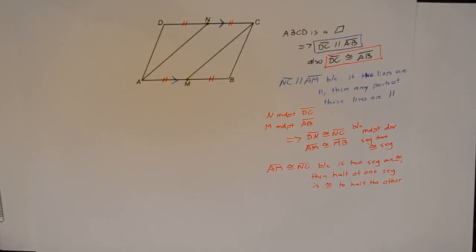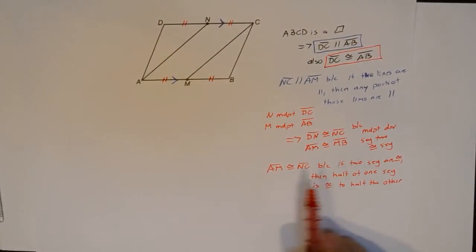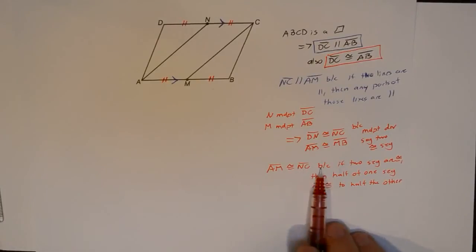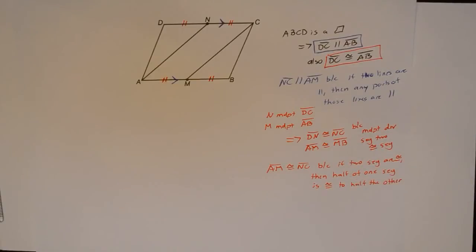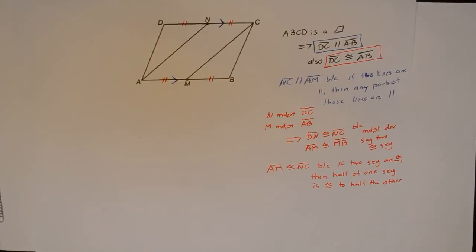Right? So again, I'm explaining my reasoning. Statement, reason. I know that DC is congruent to AB, so AM has to be congruent to NC, because if these two segments are congruent, then half of one of them, AM, must be congruent to half of the other, NC. And so look what we have here now.